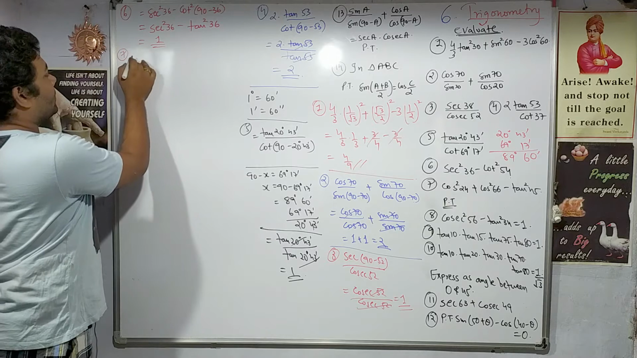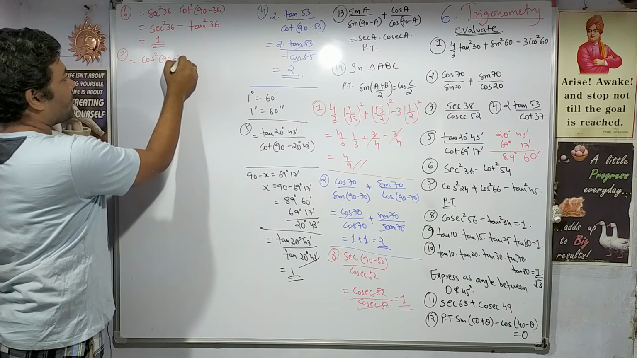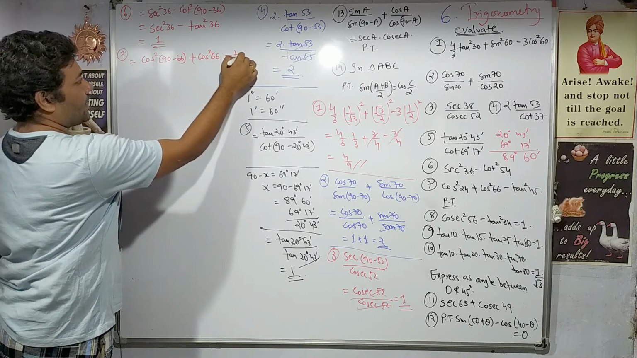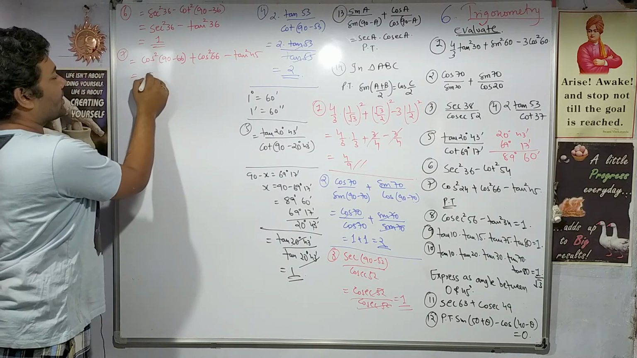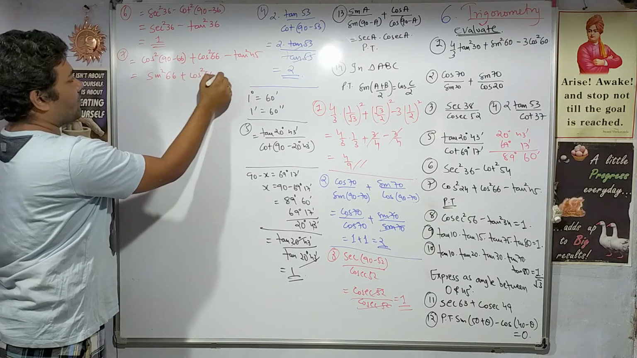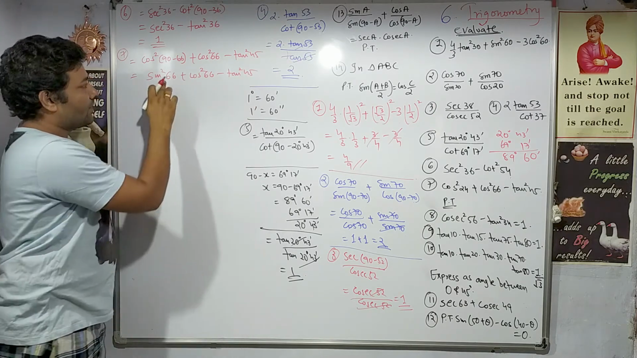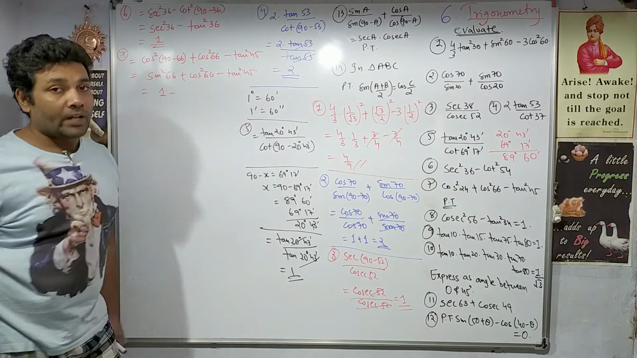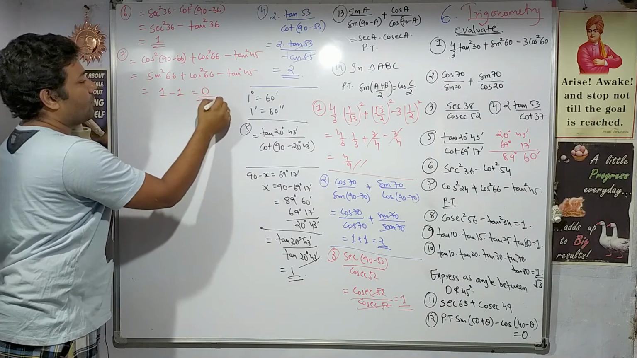So I'll convert cos. 24 can be written as 90 minus 66, cos square 66, tan square 45. So this will be cos 90 minus theta, it is sin theta, plus cos square 66 minus tan square 45. This is 1, right? Square relation. Tan 45, what is the value of tan 45? 1. 1 minus 1, 0.